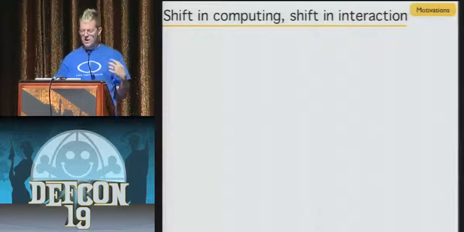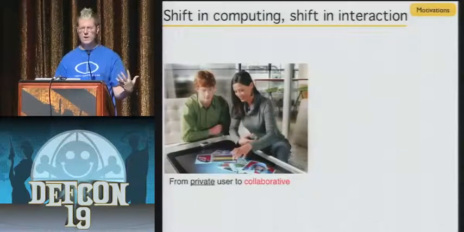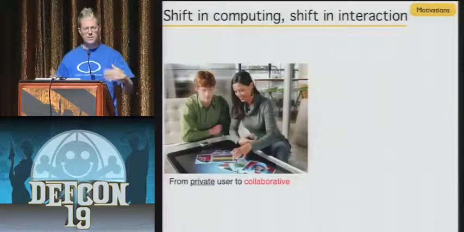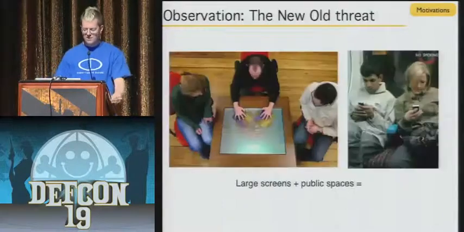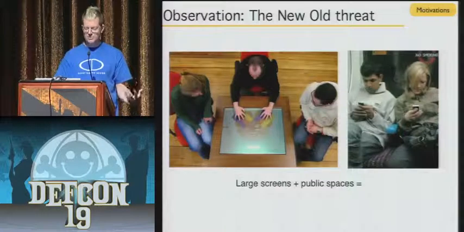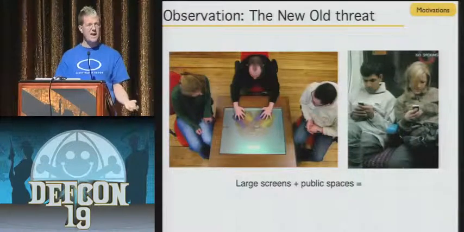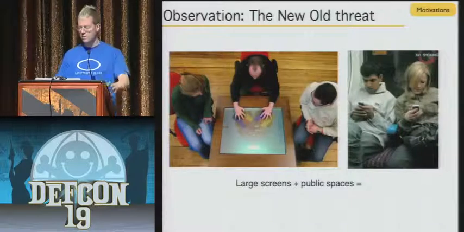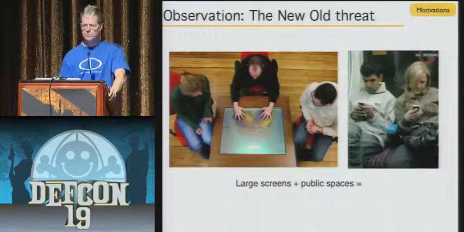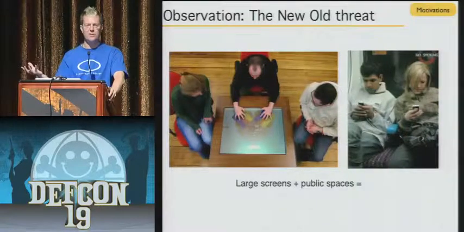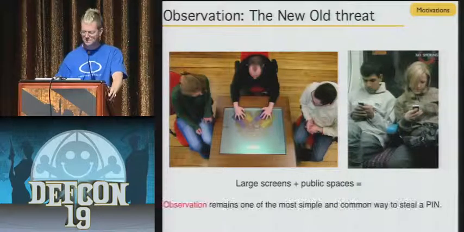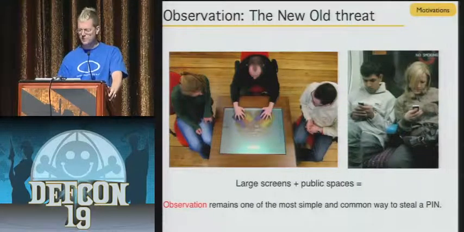But what about unlocking these new interactive devices that we have? There's been a shift in the way that we compute over the last 40 years from private user to these public collaborative interfaces like surfaces and to mobile devices. And we still need to log into them. So we've got large screens, we've got public spaces, so shoulder surfing is as useful, if not more so, for pin theft than it ever was. It's almost hard not to shoulder surf people's mobile phone pins, especially when people use that Android swipe thing. Like, you can't see someone log in and not remember it. It just drives you nuts. So it just remains one of the most common ways to steal one.